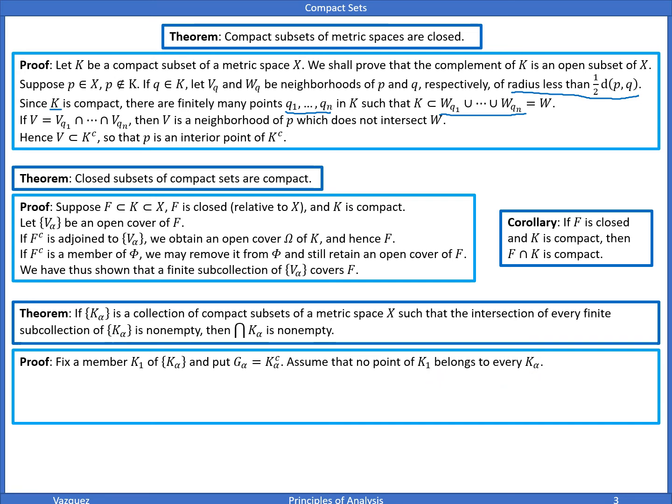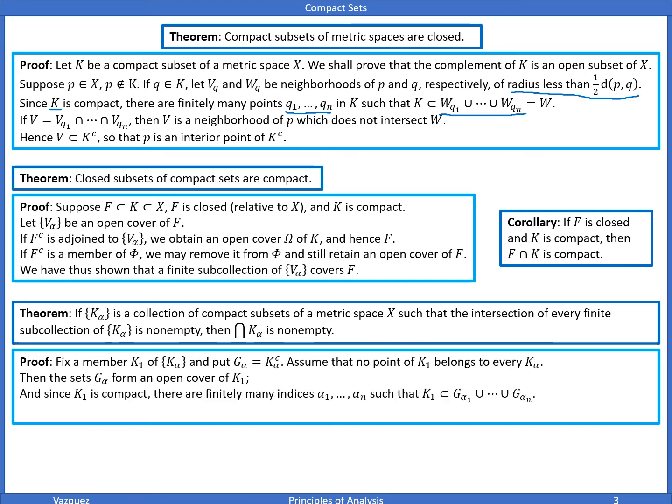Right, so that's why we're assuming that no point of K1 belongs to every K sub alpha. Well, then the sets G sub alpha form an open cover of K sub 1, right? Because G sub alpha is equal to the complement of K sub alpha. So G sub alpha form an open cover of K sub 1. And because K1 is compact, there are finitely many of these G sub alphas that contain K sub 1.